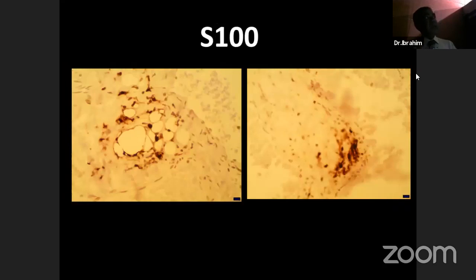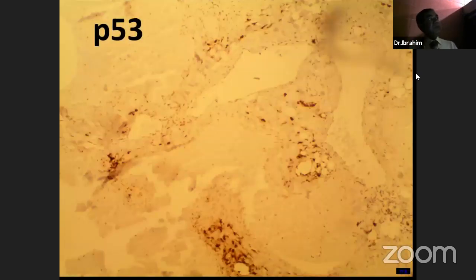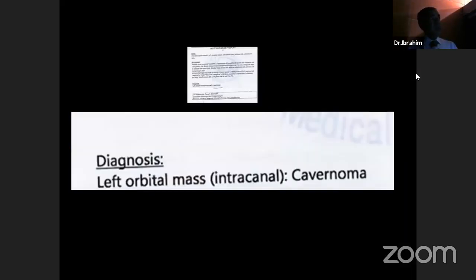S100 stains fat and nerve. You can see the fatty tissue that I mentioned, but also some nerve twigs in between the tumor cells. So if you miss them by morphology on H&E, highlight them with S100. P53 is usually negative. This is done as a specific stain. Ki67 was less than 1%, indicating this is not a proliferating tumor. So the final diagnosis was cavernoma. Thank you.